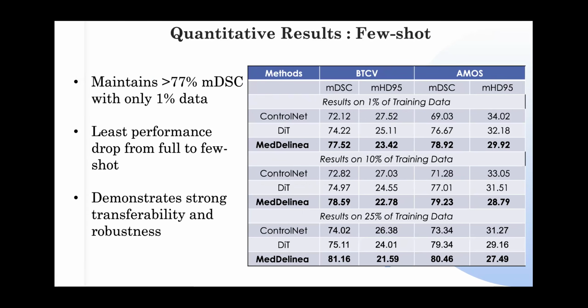We also ran a qualitative benchmark in the few shot setting. That is, if we use only 1% of the training data on BTCV and AMOS, what if we use 10% of the training data, and what if we use 25% of the training data? Even with all the settings, even in the few shot setting, our method can outperform the previous baselines.